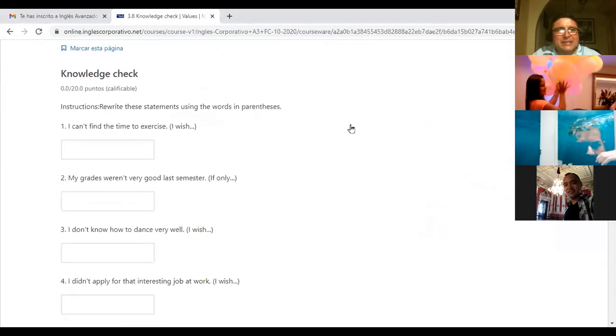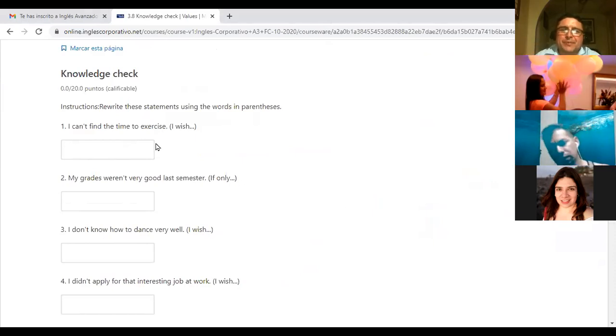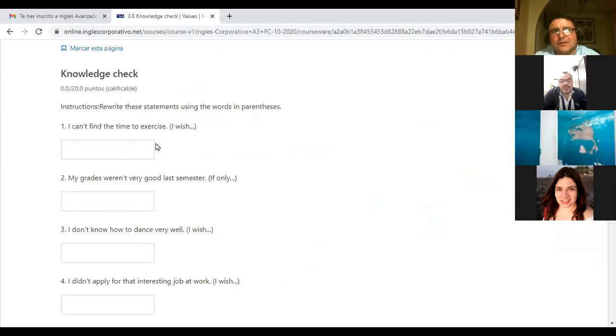Okay, so let's do our last exercise, the knowledge check. Can you see my screen? Yes. Number one says, I can find the time to exercise. How would you transfer that information into a wish form? I wish I could find time. Good, very good.